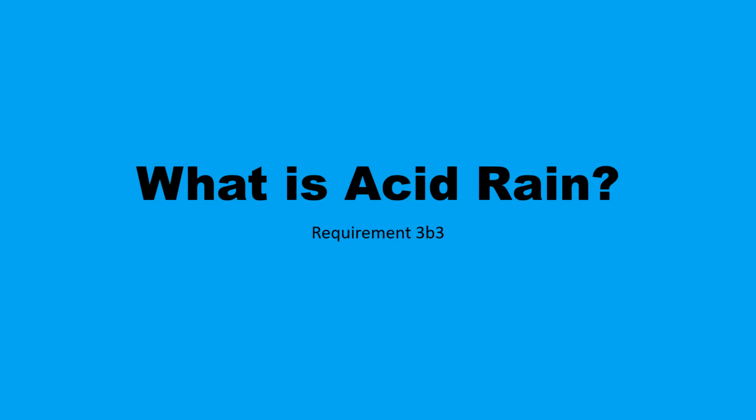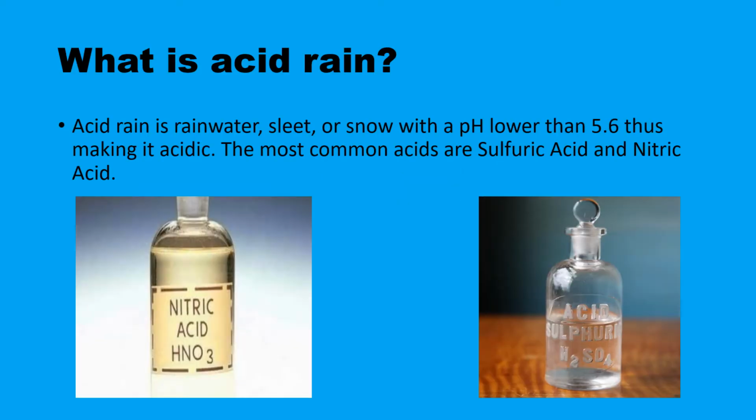So, first and foremost, what is acid rain? Essentially, acid rain is when we have rainwater, sleet, snow, hail, anything that comes out of the sky with a pH lower than 5.6. Now, bear in mind, on the pH scale, pure water is at a 7. So if you have water that is at a pH of lower than 5.6, it is acidic. And the most common acids in acid rain are sulfuric acid and nitric acid.